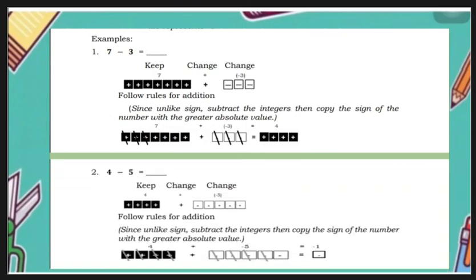How about this one? 4 minus 5. Remember, 5 is greater than 4. So follow the rule for addition since unlike signs, subtract the integers, then copy the sign of the number with the greater absolute value. Therefore, 4 positive then plus 5 negative. So eliminate 4, then the remaining is negative 1, since there is 1 negative here.